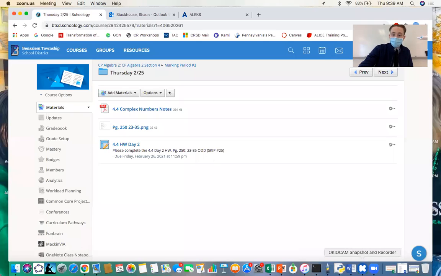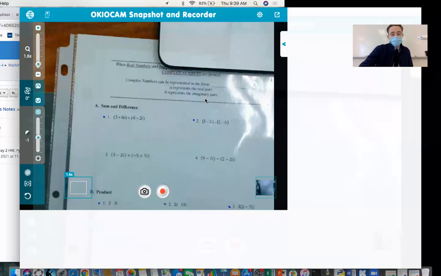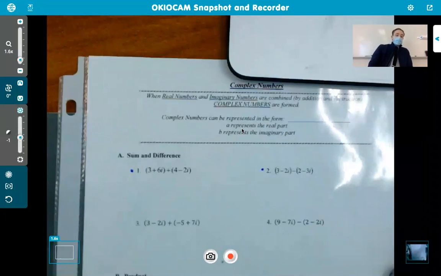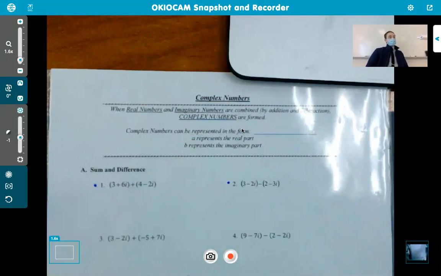Like I said, we are still out of the same note packet. Okay, so it looks like this, and we are on pages 3 and 4 today. So like I said, we've dealt with imaginary numbers, simplifying those, and then we dealt with the square root method where we can have imaginary or real solutions.